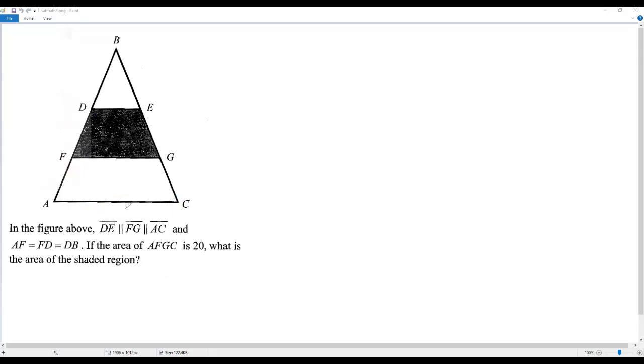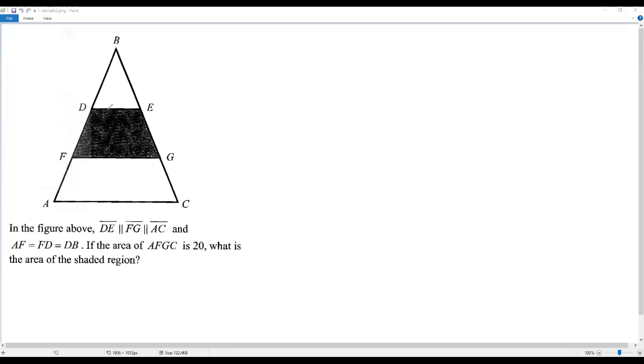That means all the three line segments are parallel, and the lengths of the line segments AF, FD and DB are equal. If the area of this portion, that is AFGC, is 20, what is the area of this shaded region? Actually, it is a trapezoid, because we know that FG and AC are parallel. Since one pair of sides of this quadrilateral is parallel, we can say this is a trapezoid. The area of this trapezoid is given as 20. So we need to find the area of this trapezoid, FDEG.